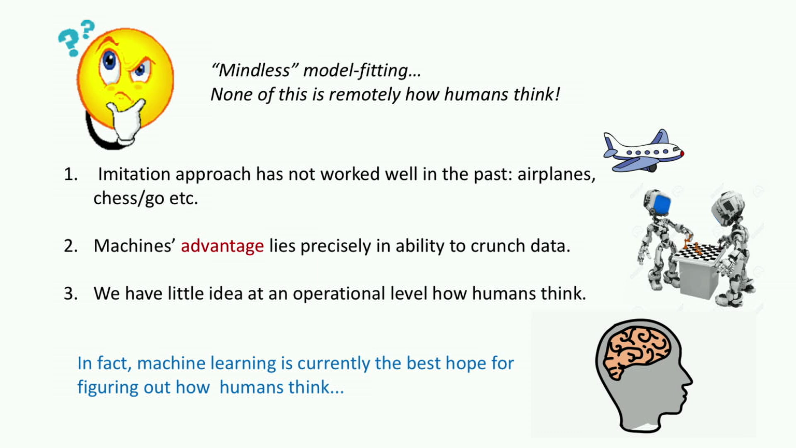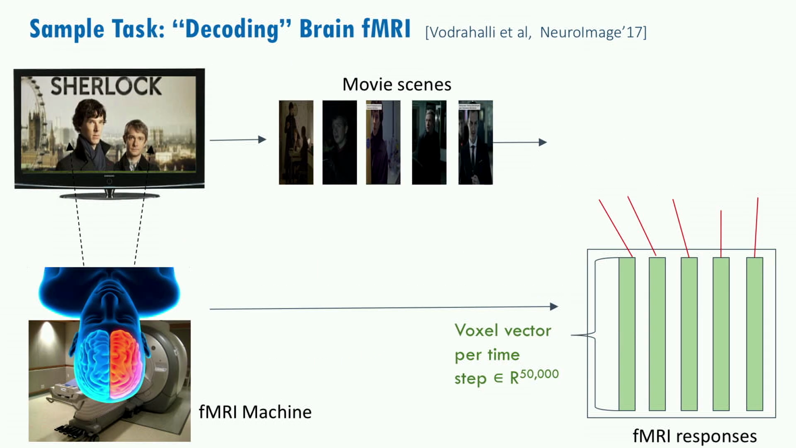Of course, neuroscience is a hot field today, and the main tool being used there is machine learning. It's the best hope for figuring out how humans think. So I want to end with something I was involved with. There are many people applying machine learning to neuroscience, and I just want to give you a taste for how these things that I showed you come together.